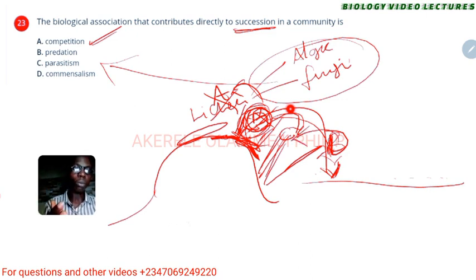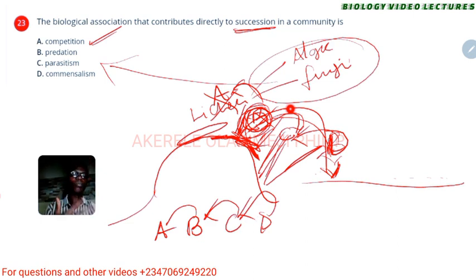So B will succeed A, C will succeed B, D will succeed C. So it's like competing in a way, but the good thing is that A has made the habitat better for B to stay in. I hope that makes sense somehow. Maybe you should rewind the video again, probably to help you understand better. That's why I chose competition, like that helps succession in a way.